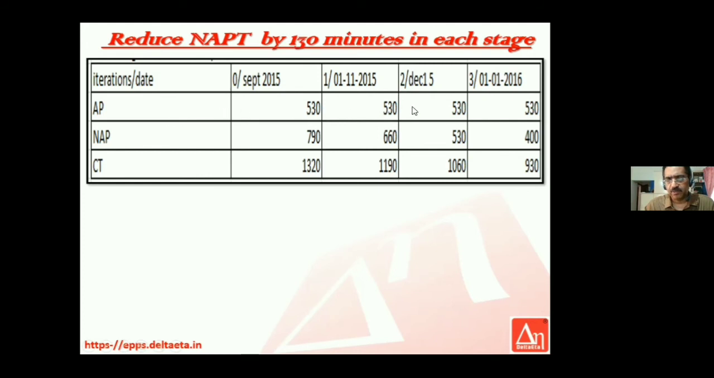You will not change the action points. It is the same 530 minutes. No action points, 790 minutes. In the first step, you reduce it to 660. Second step, you reduce it to 530. And the third step, you reduce it to 400. So that your cycle time becomes 1320, 1190, 1060, and 930. Okay, hope I am clear here. No action point time is reduced from 790 to 660, 530, and 400 in steps of 10%. Whenever we're making changes, don't make a drastic change.